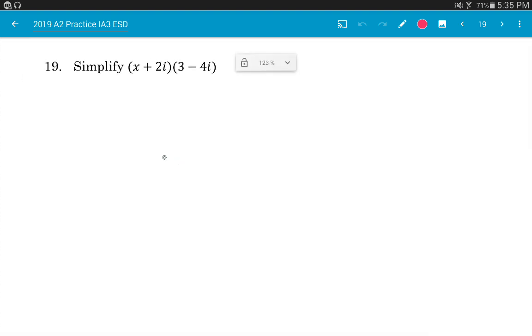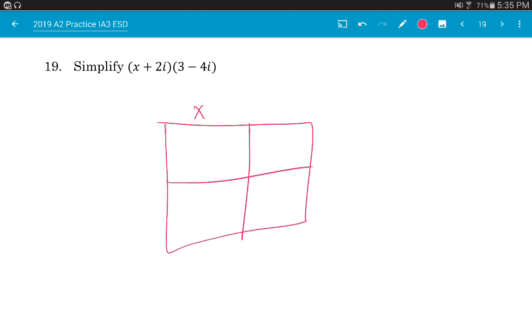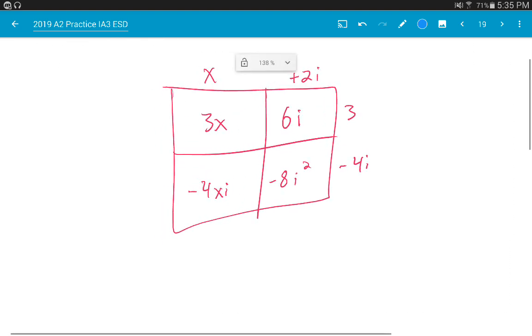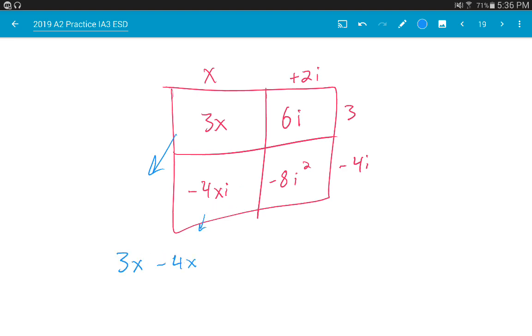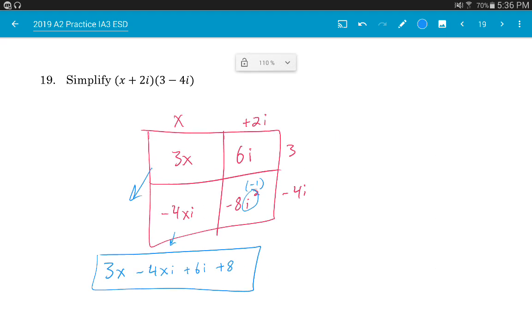Question 19, simplify this. This looks like a box method to me. x plus 2i, 3 minus 4i. This is going to be 6i. This is going to be -8i squared. This is 3x. And this is going to be -4xi. Now let me take out my terms. There aren't any like terms here, so I'll just take them out in any order I want. This is 3x. This is minus 4xi plus 6i and minus 8i squared. Here's the trick to this. i squared is -1. So this is -8 times -1, which is +8. And that's the simplest I can get here.